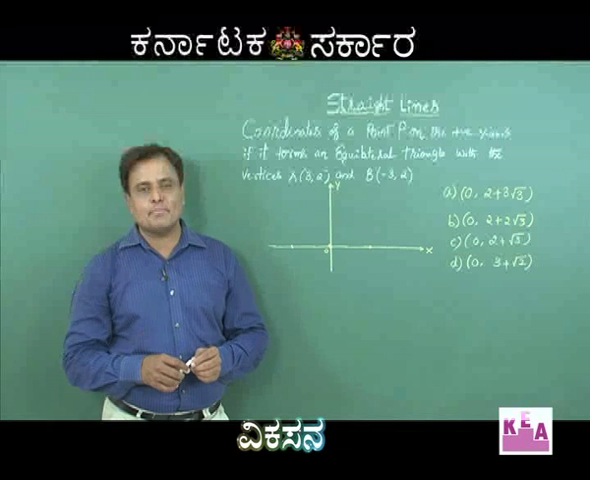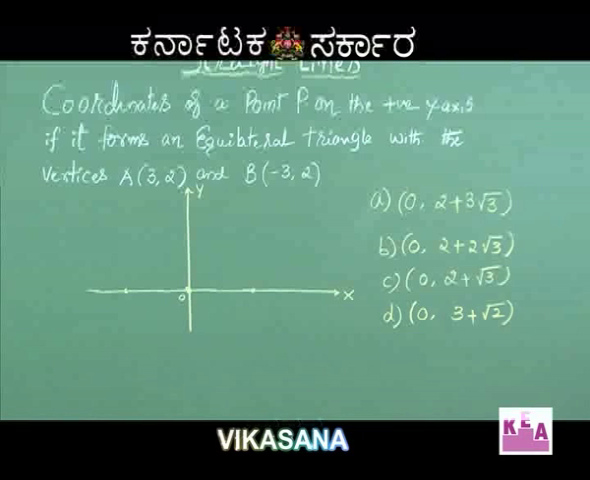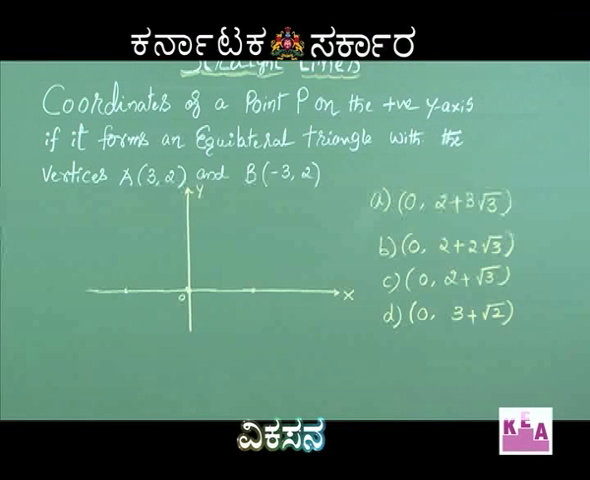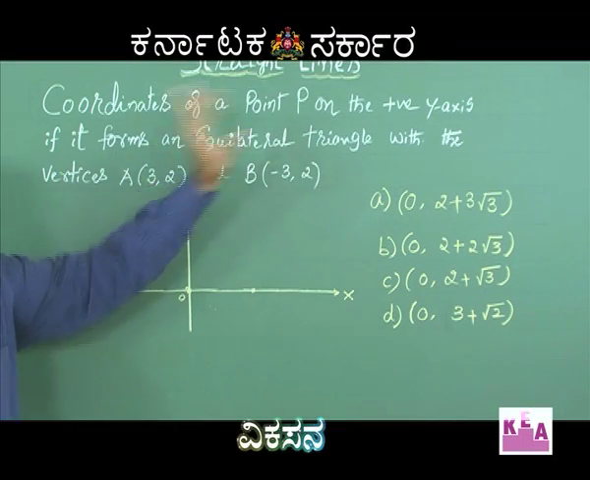Let us consider another example. The problem is: find the coordinates of a point P on the positive y axis if it forms an equilateral triangle with the vertices A (3, 2) and B (-3, 2). Options are: option A, (0, 2 + 3√3); option B, (0, 2 + 2√3); option C, (0, 2 + √3); option D, (0, 3 + √2). We have to find the coordinates of the point P.